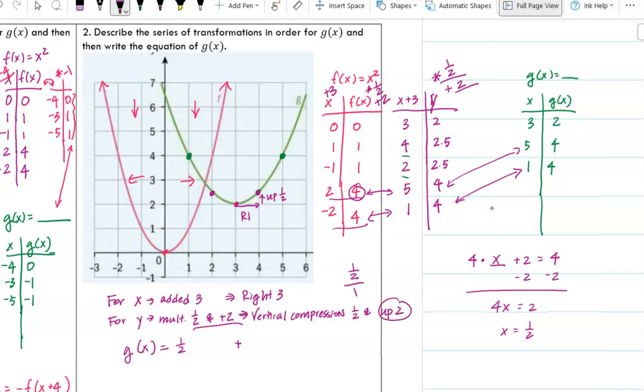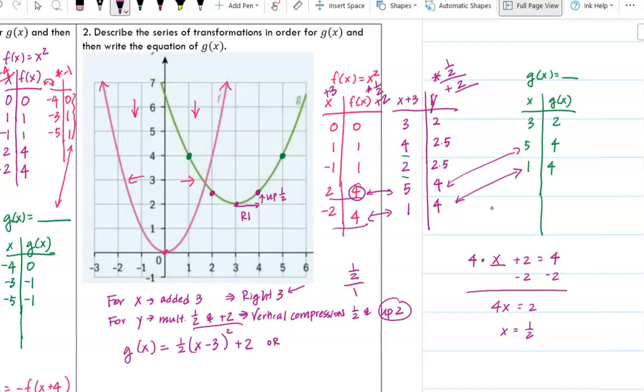Okay, so 1/2, and then remember up 2. So whatever the rest of the function is, we're just going to put plus 2 out there. Now let's open up the function. We put a square there because it's a squaring function. And then we're going to represent the right 3 by taking the opposite.